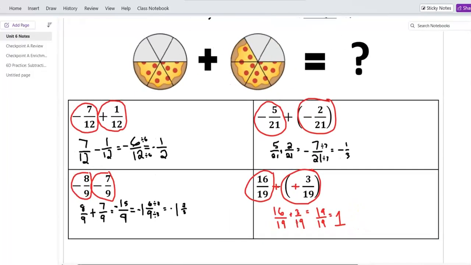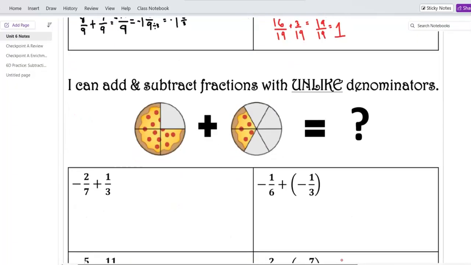Alrighty, so that is how we're going to add with like denominators. You just see if there are same signs or different signs, add or subtract them, and then keep the sign of the higher number and reduce if need be.